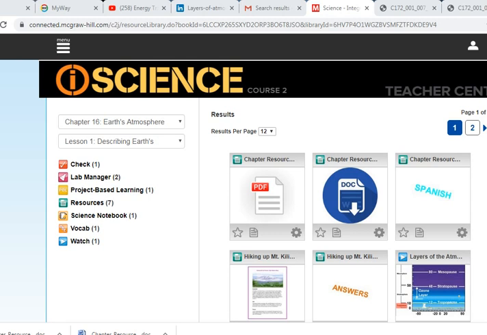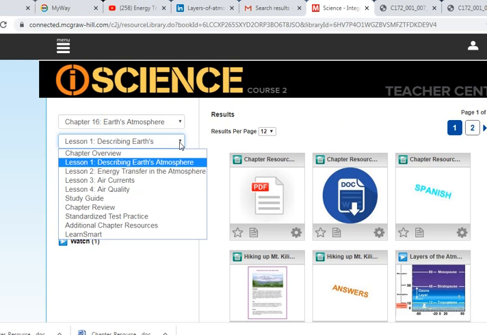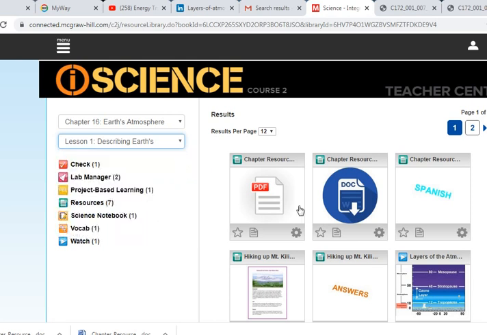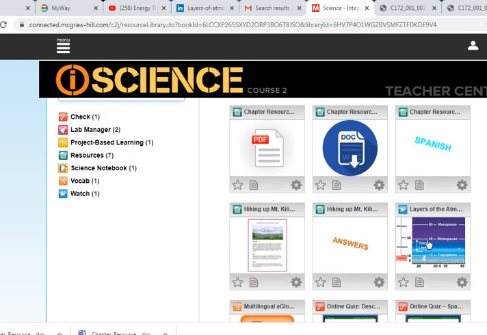Hi guys, let's revise our lesson and then we're gonna take a new lesson. Here our lesson describing Earth's atmosphere. We took it and we finished it and we answered the questions. So today we're gonna just revise it and then we're gonna take lesson 2, which is energy transfer in the troposphere, in the atmosphere. Okay, so let's start with the video.